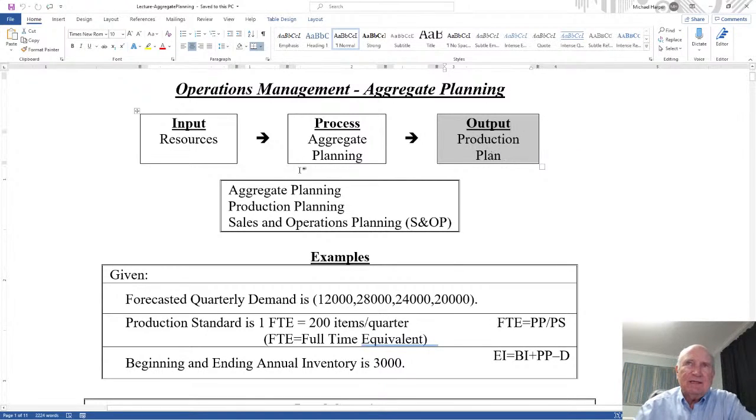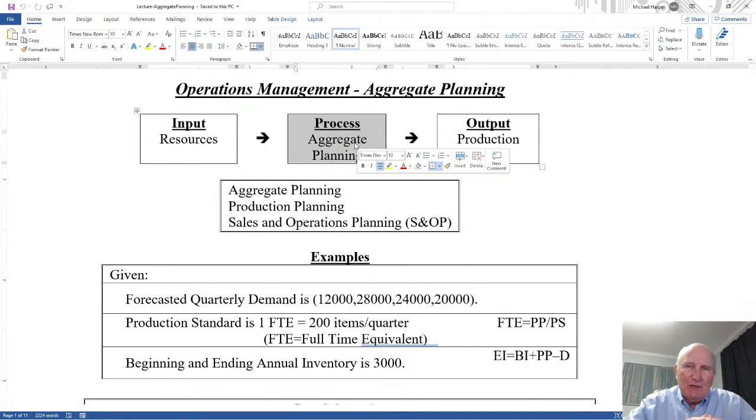The process in here in the aggregate planning, here is where we look at things like we'll have different strategies, we'll have different objectives within our plans, we'll have different characteristics that we'll pull out, applications, and so we'll look at a number of things in this aggregate planning.